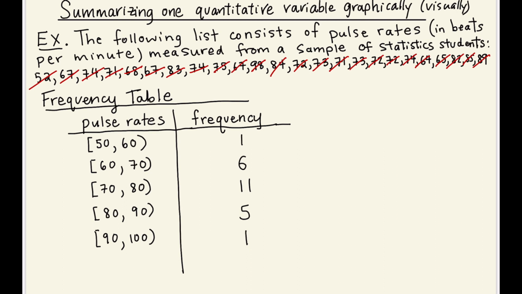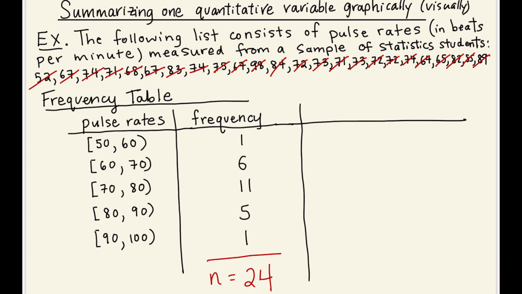And what else can I see from this data? Well, I can see that there are a total of 24 pulses. So if I add up the numbers here, 1 plus 6 plus 11 plus 5 plus 1, I can see that there were 24 students in this sample. So you can see that this just helps me understand my data better than the list. So there's one more thing I can do that might help me understand and see patterns in my data a little better. And that's that I can add the relative frequencies here.